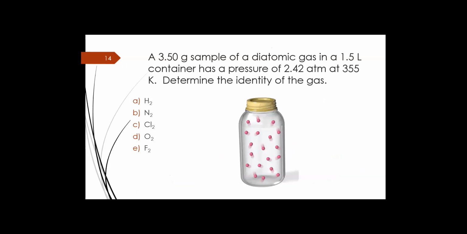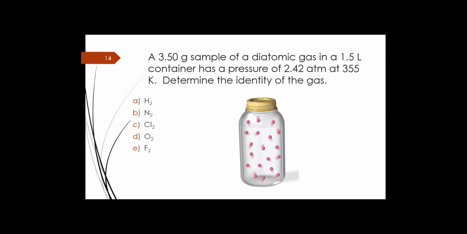Let's try another one. A 3.50 gram sample of a diatomic gas in a 1.5 liter container has a pressure of 2.42 atmospheres at 355 Kelvin. What gas is it? Now, there are two ways that you can do this. And so I want you to go ahead and try a way. How do you think you could solve this?